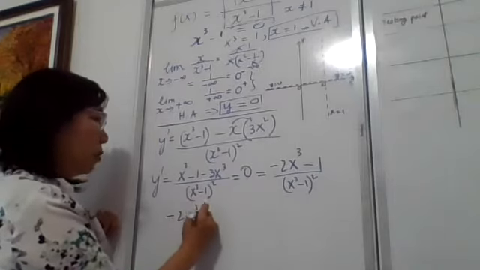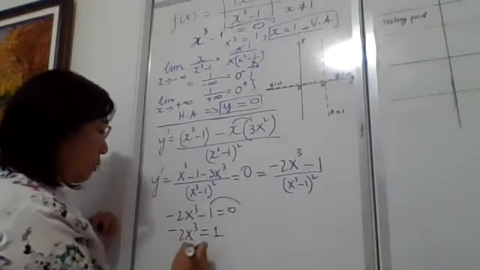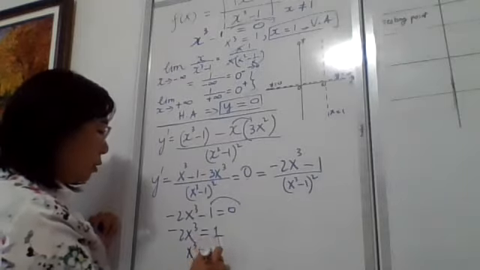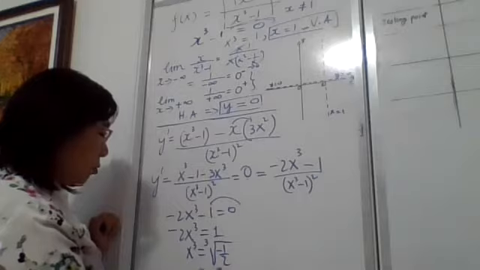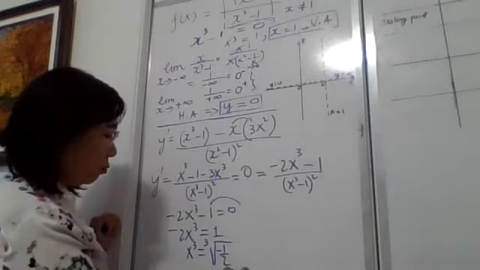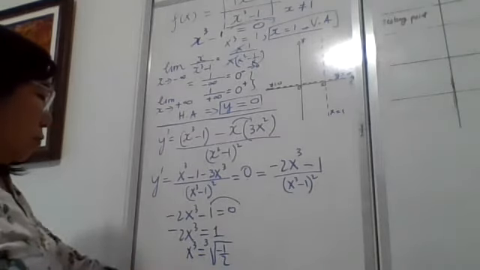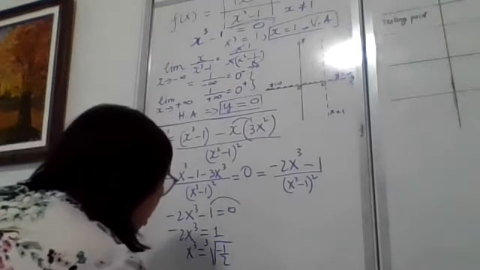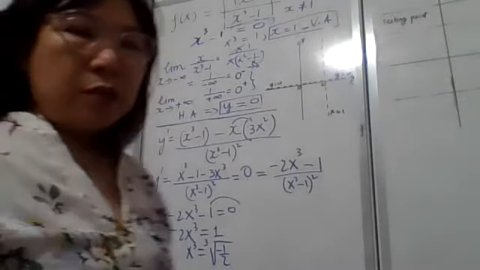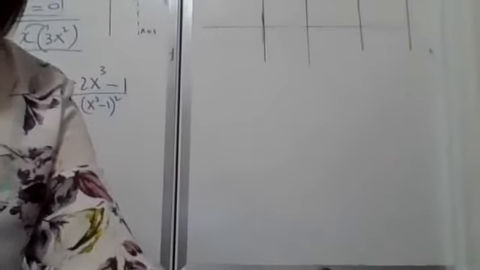So minus 2x to the power 3 minus 1 equals 0. Move it over, minus 2x to the power 3 equal positive 1, divide both sides by minus 2, x to the power 3 equal minus 1 half. And therefore, x1 equal x2 equal x3 equal minus 0.79. So that's the root of our function for this value, right? So that is the critical point. So we have one critical point at minus 0.79. So now let's move to the next board and we're going to do the second derivative.